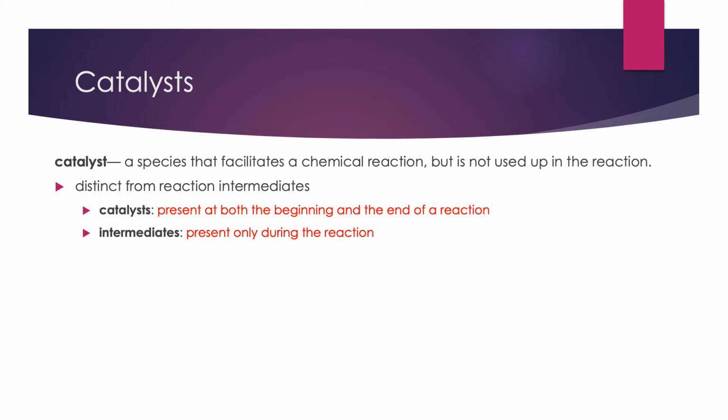I want to also distinguish these from reaction intermediates. A catalyst is a chemical species that's present both at the start and at the end of a chemical reaction. It doesn't go anywhere. It may be consumed in some ways during the course of reaction, but it's always replenished at the end. An intermediate, in a sense, is almost the opposite.